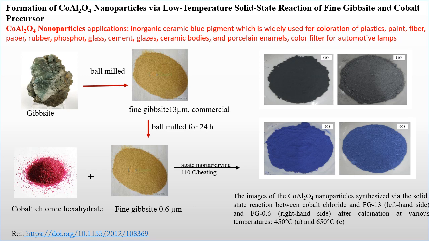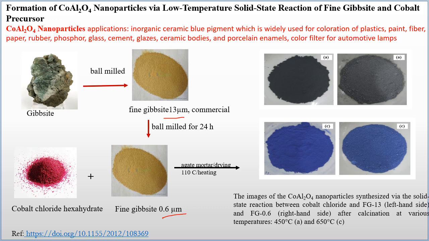In this particular research article, the authors have studied the difference in the particle size of the reactant, 13 micron and 0.6 micron. They reacted the same material, gibbsite, where the particle size was 13 micron, which is 10 raised to power minus 6 meter, and when they finely ground it into 0.6 micron and reacted it with the same reactant, they obtained a different product.